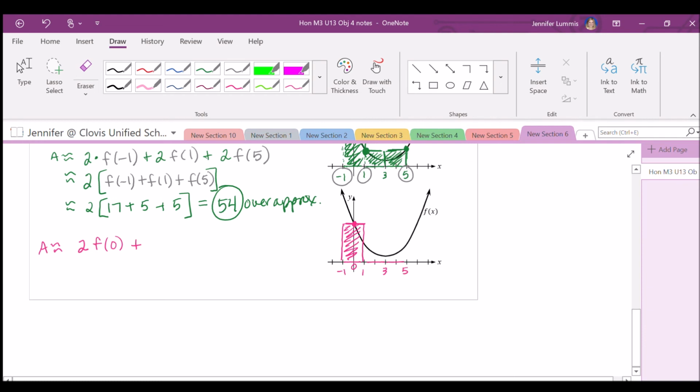The second one, we have, again, a width of 2, and then to get the height, the middle of 1 and 3 is 2. So by plugging 2 into my function, it gets me to this point here, and that will be the height of this rectangle. So f of 2. Okay, the third rectangle has a width of 2, and the height is from the middle of 3 and 5, which is 4. By plugging 4 into the function, we get this point here, and that will give us the height of the third rectangle. So 2 times f of 4.